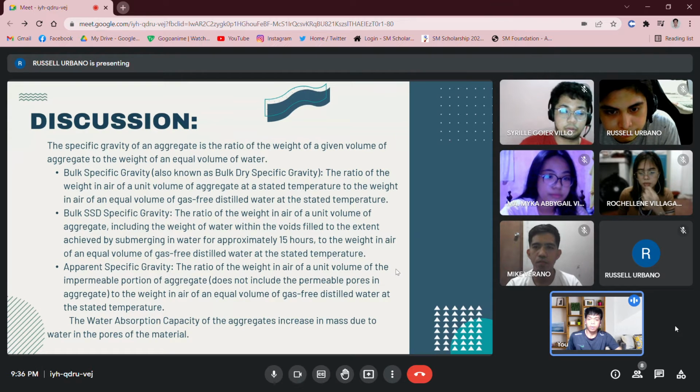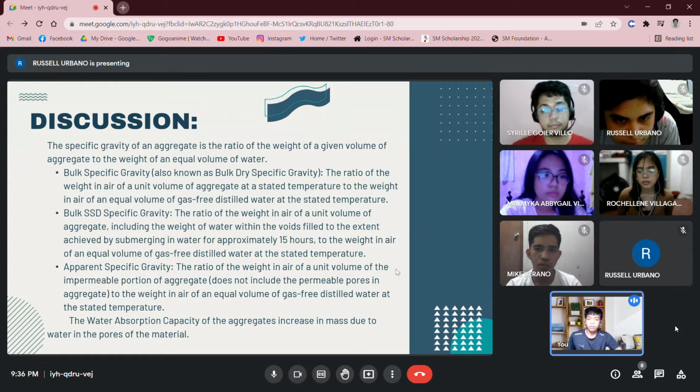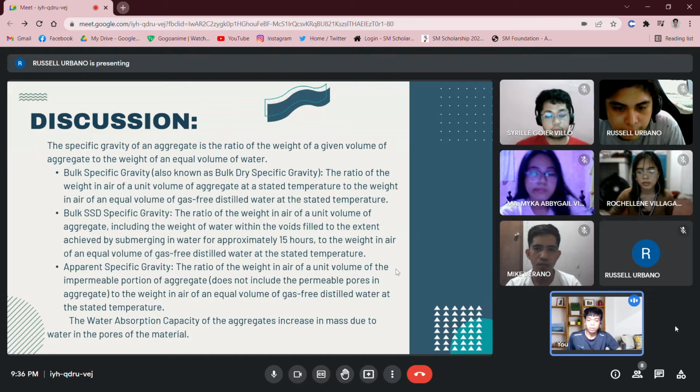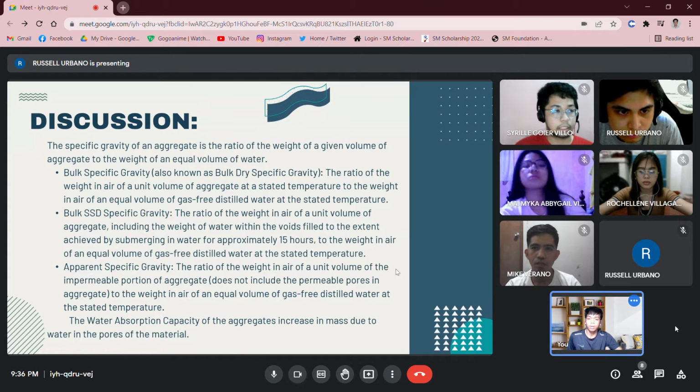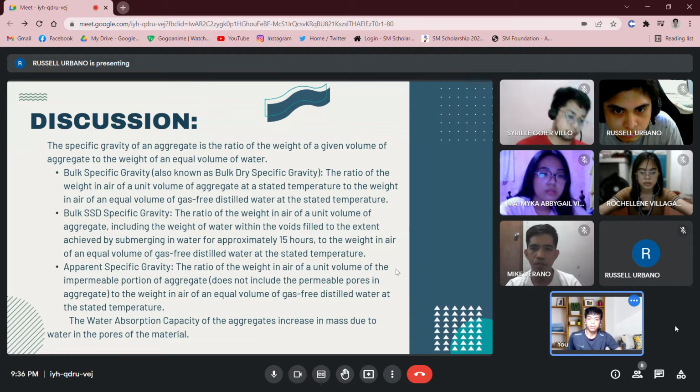Apparent specific gravity is the ratio of the weight in air of a unit volume of the impermeable portion of aggregate, which does not include the permeable pores in aggregate, to the weight in air of an equal volume of gas-free distilled water at a stated temperature. The water absorption capacity of the aggregates is the increase in mass due to water in the pores of the material. Next.